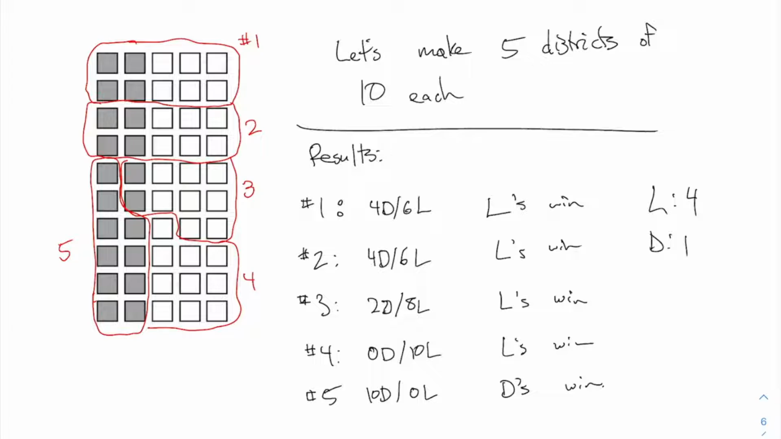Anybody have maybe a different strategy you could use to draw the districts that would make a different outcome? Yeah. If you make them all like 1 and 2, then you can get a 5 to 0. Yeah, right. If we made all the districts just straight sort of horizontal like this, then I think what's going to happen is actually the L's will win all of them, right? For this reason. So I'm going to draw that picture also.